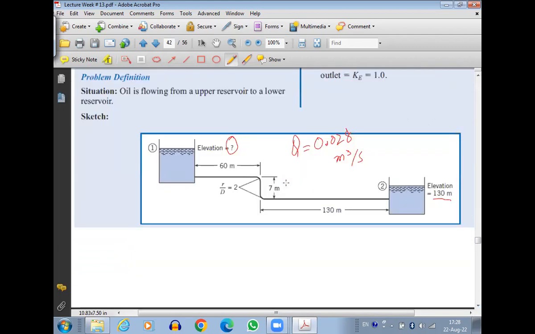Between point 1 and point 2, point 1 is the free surface inside the reservoir. So the velocity will be considered very small compared to the velocity in the pipe, so we can ignore the velocity V1. Similarly, point 2 is also the top of the tank surface, so the velocity at this point will also be very small compared to the velocity in the pipe. So we will consider V1 and V2 also 0. And since they both are open to atmosphere, the gauge pressures will also be 0.